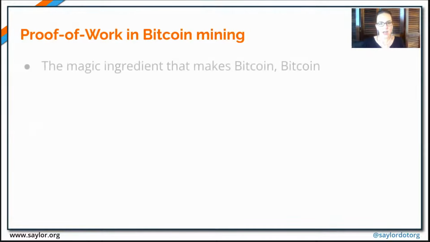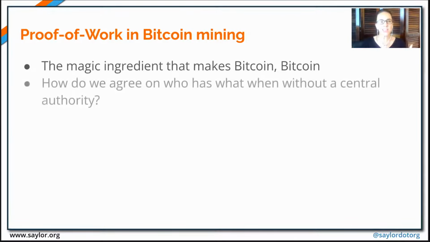But this proof of work, using proof of work as a consensus algorithm, right? This is the magic ingredient that makes Bitcoin Bitcoin and solved what we call the Byzantine general problem, right? It really made it possible for us to come up with an entirely decentralized mechanism for a global peer-to-peer network to come to agreement on who has what when, without a central authority, right?